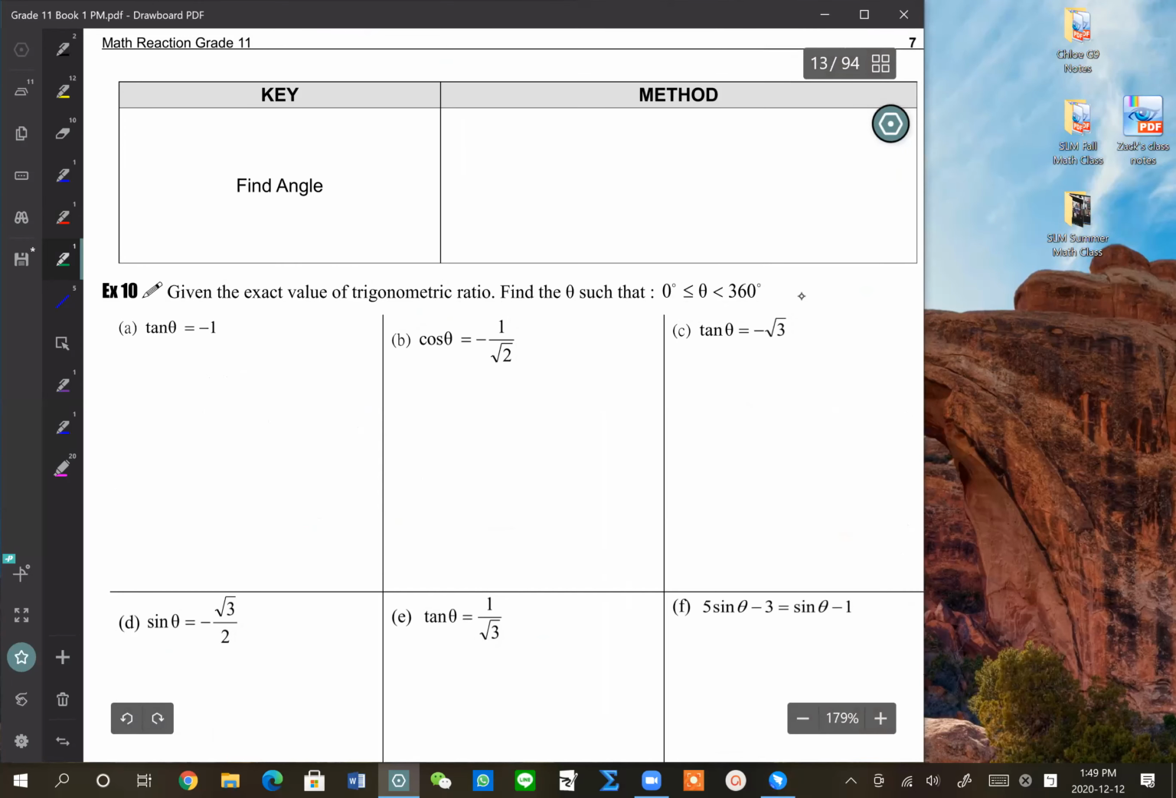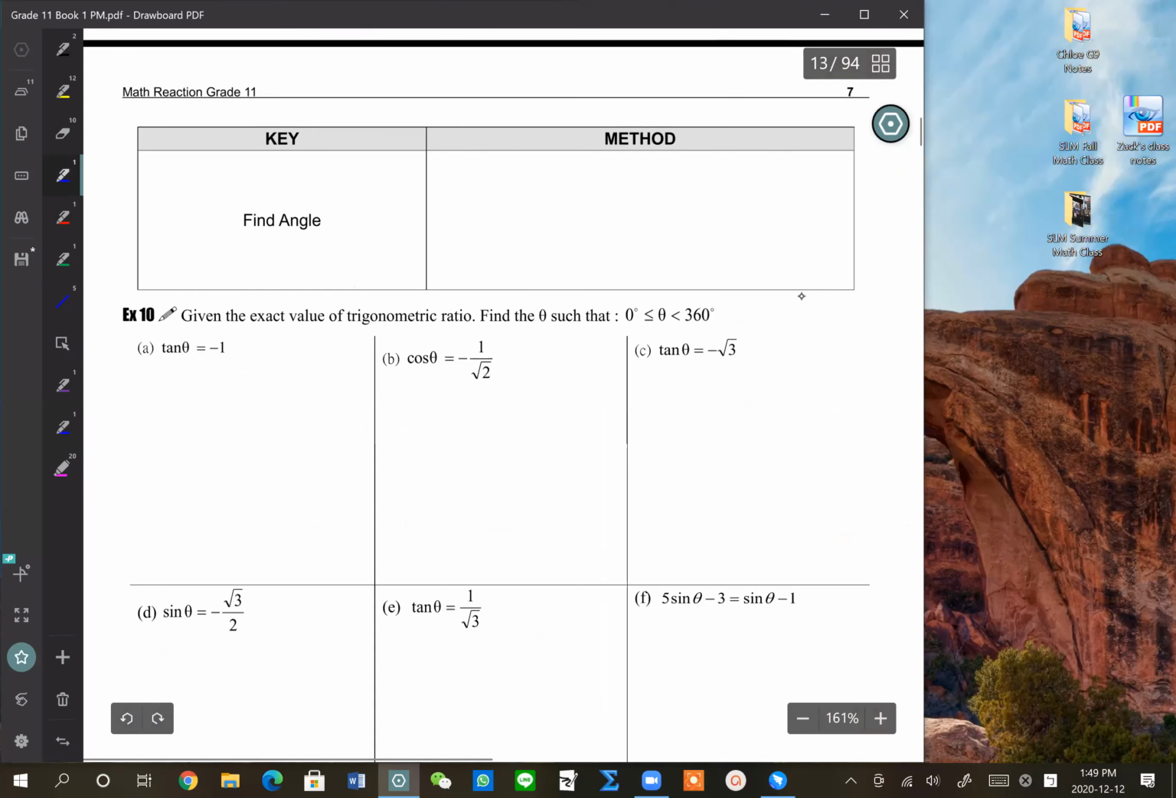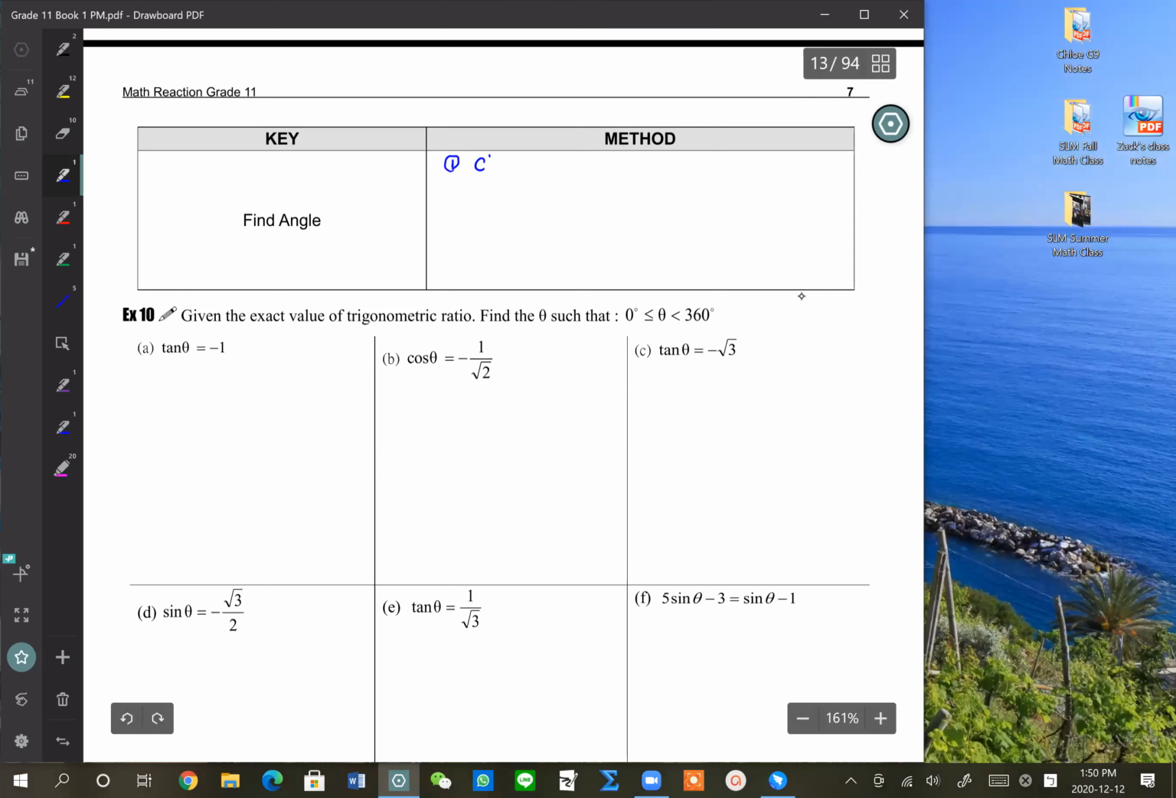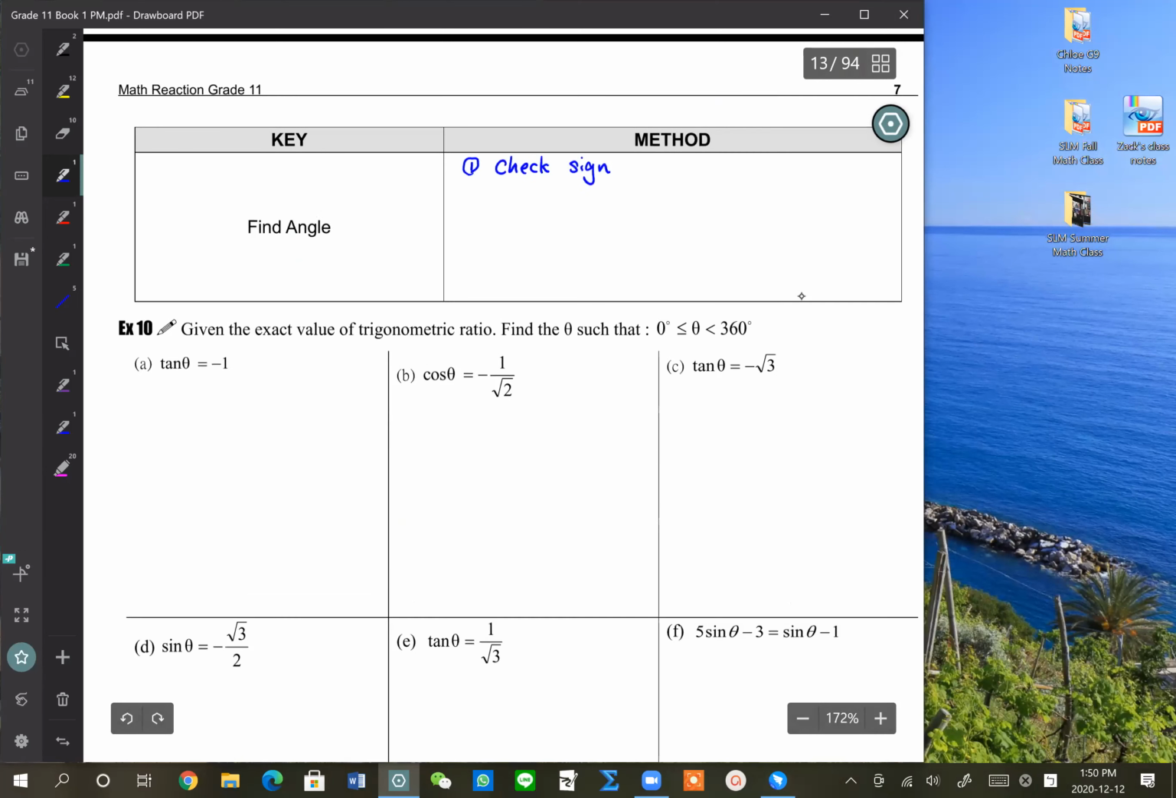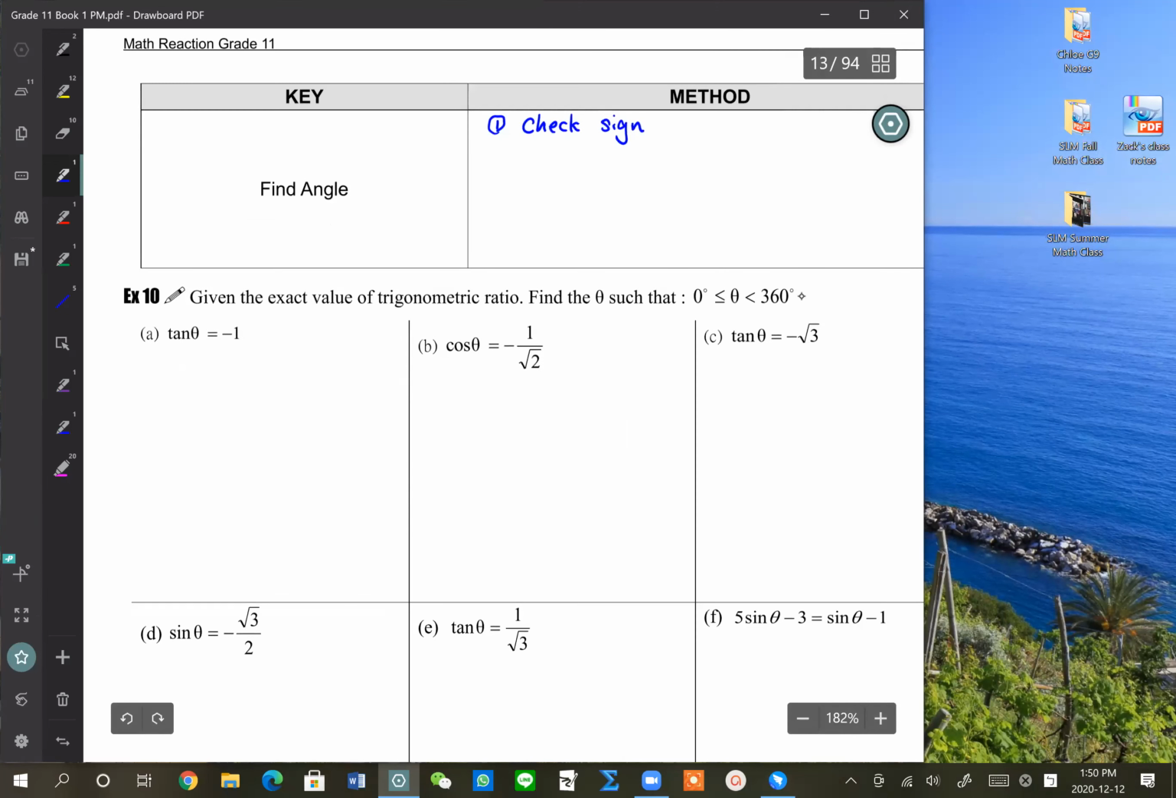This topic, turn to page 7, is called find angle. So step 1, check sine. Check sine means the same thing. You use the ASTC chart to check the sign, check the quadrant. So let's pick a question and try it out. We'll look at question A.